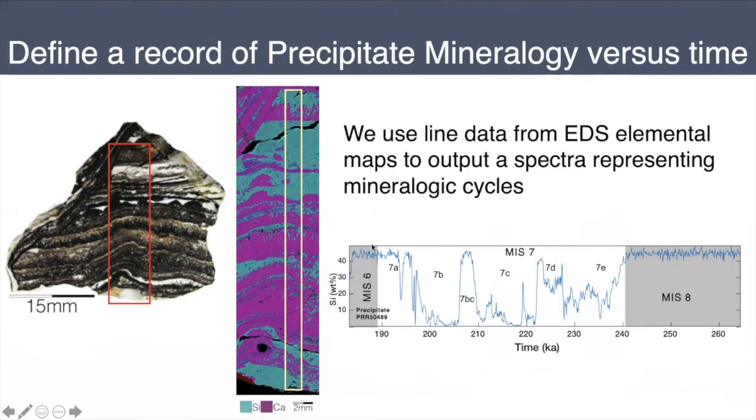So in this case, we have silica weight percent. In areas where we have high values on the y-axis, those are our opal areas. In areas where we have low values on the y-axis, those are our calcite areas. So this graph is representing our mineralogic transitions with time.